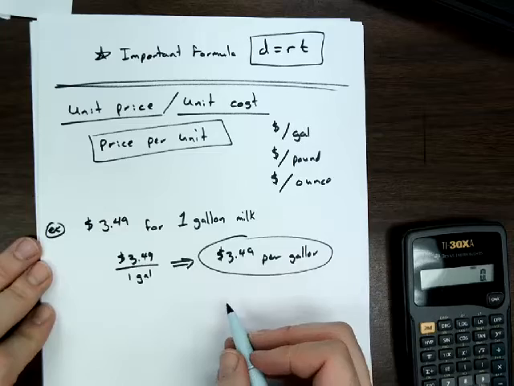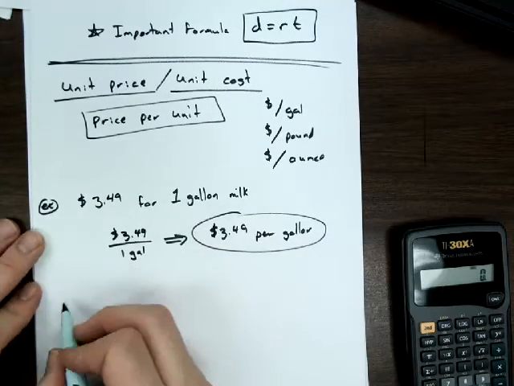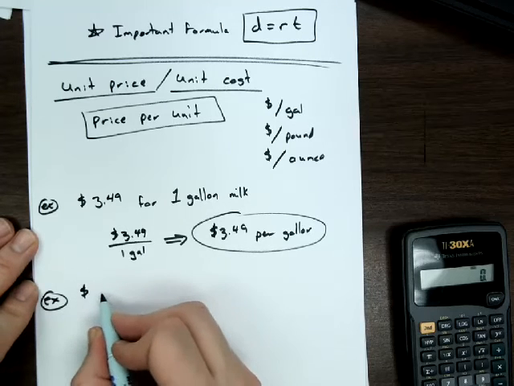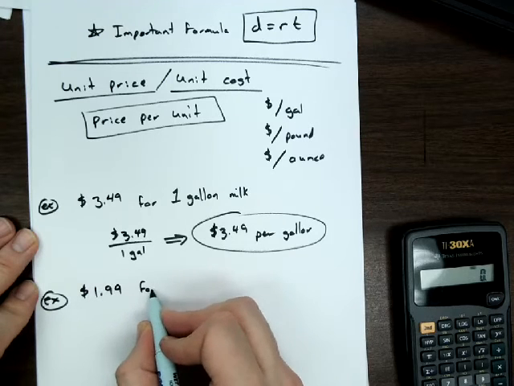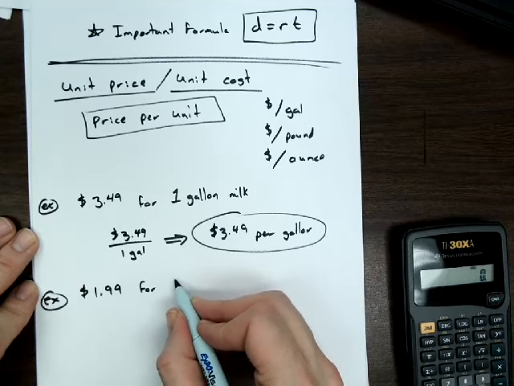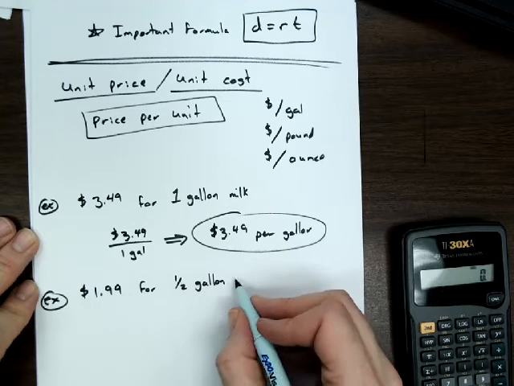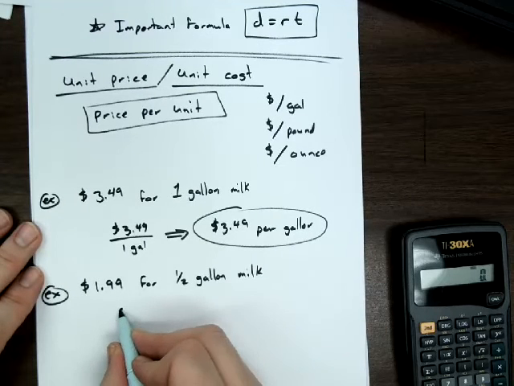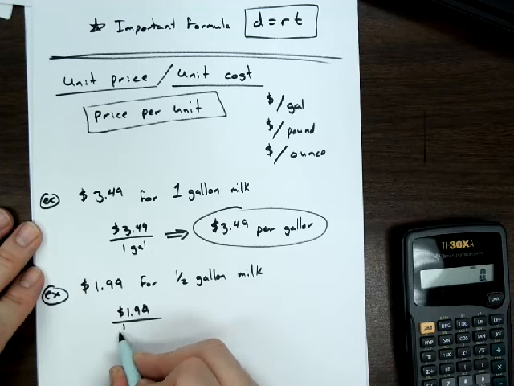Okay. Well, let's say I don't need 1 gallon, and I buy things by, say, the half gallon. Let's say that I've got $1.99 for a half gallon of milk. When I'm doing this calculation, this is just going to be that $1.99 over this 1/2 gallon.